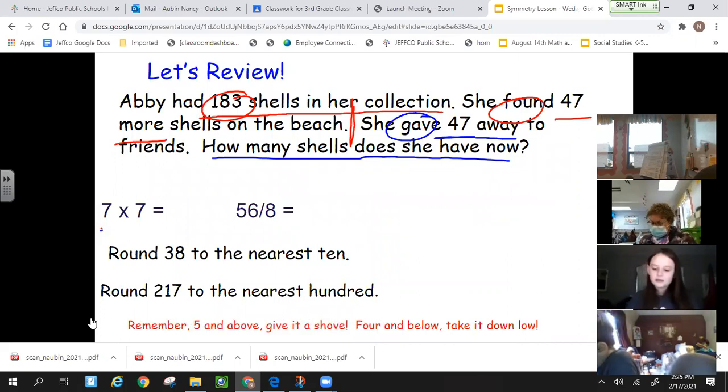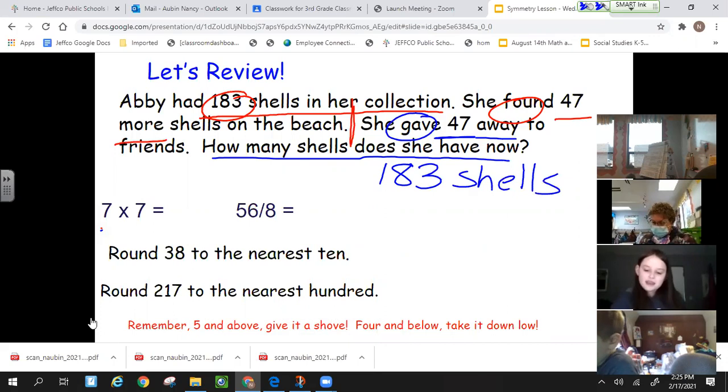I see some people are really thinking. Some people aren't even doing the computation. Lucas, what is your answer and why? She got 47 and then she gave away 47, so it would be 183.